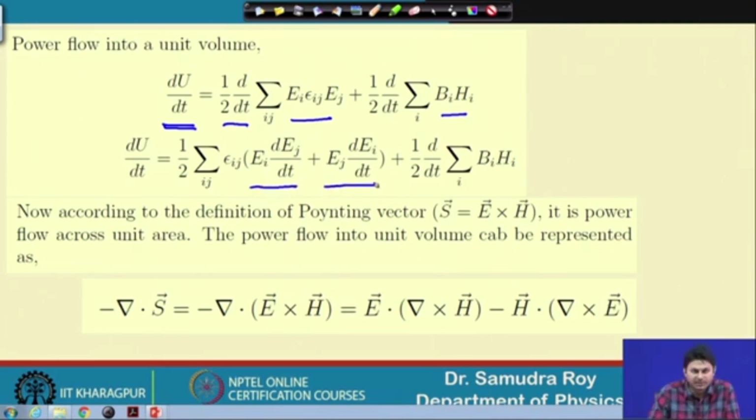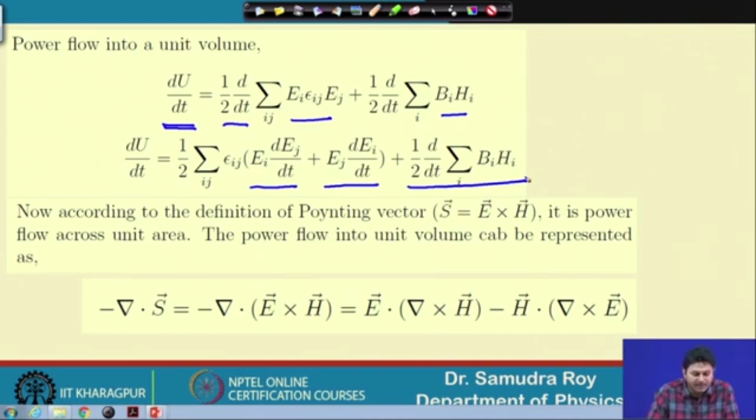We know that if the function is E_i and E_j, then when you make a derivative, if these two functions are multiplied to each other, then one function multiplied by the derivative of the other function, plus the other function multiplied by the derivative of the first one. This is the rule we know. So, using that rule I have these two terms, and the rest of the part is the same. As I mentioned, the magnetic term I should not bother about.